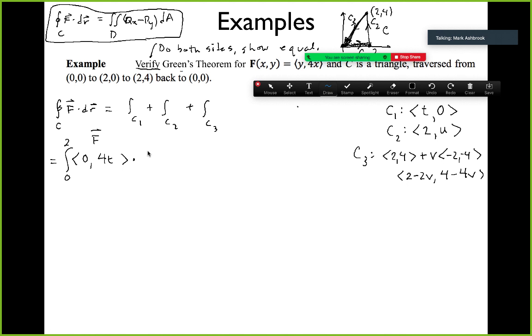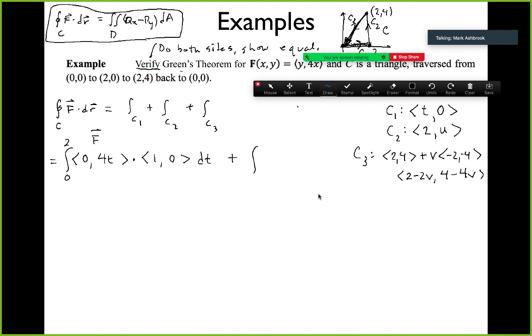And then we need dr, which is 1, 0, and that will be dt. Okay, and then plus. So let's do the C2. We're going to set up the C2.